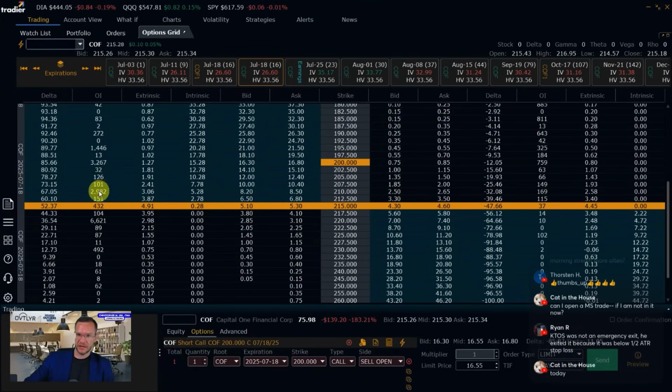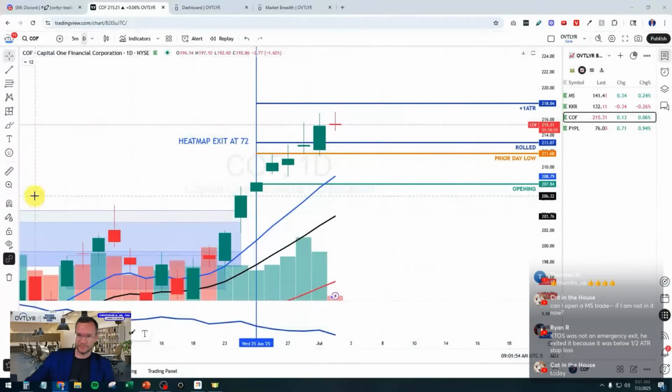Ooh, not a lot of liquidity here. Really not. I don't think I'd be rolling up to the 210. That's way more extrinsic value than I'm willing to take. There's just not enough. I like to see over 250 on my open interest, and I do not see that. So, okay, here's what we would do. We would do like a phantom roll.